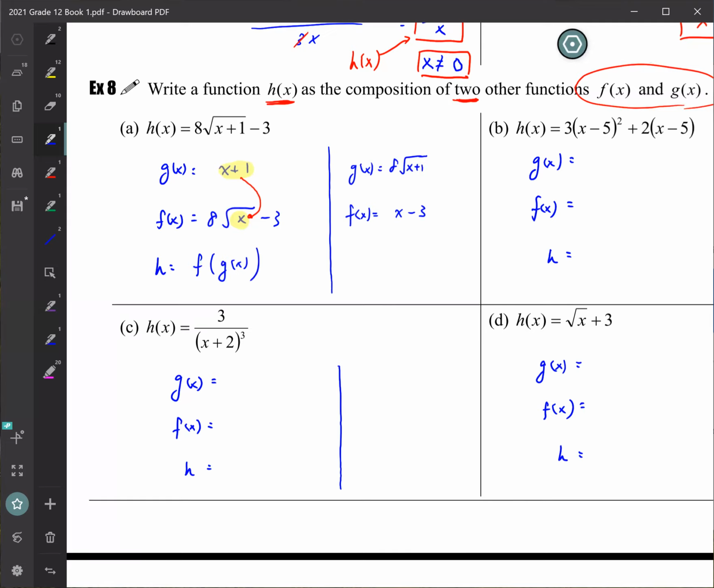Okay, and then which one's inside? The 8 square root of x plus 1. So g is inside, right? Yeah. Okay, let's see if that works. So once again, we have g inside, and then I replace that into the x. Then this will create the same answer. Yeah, those are very good. If anyone else got something different and you want to check if it works, or if you're not sure if it's correct, let me know, okay?